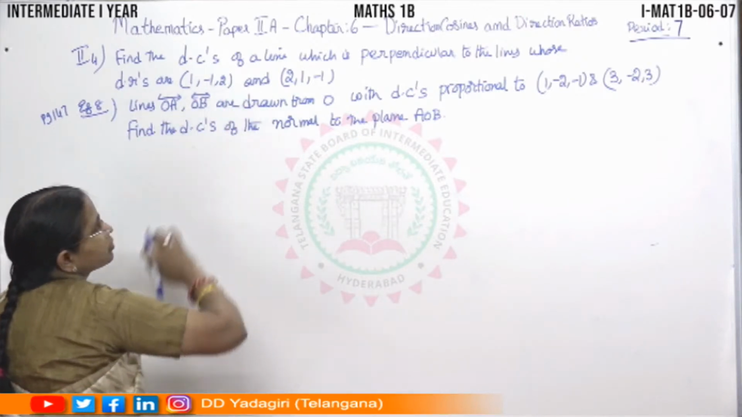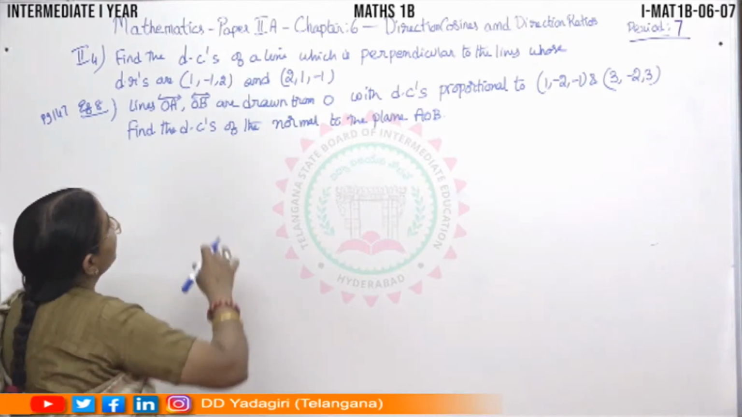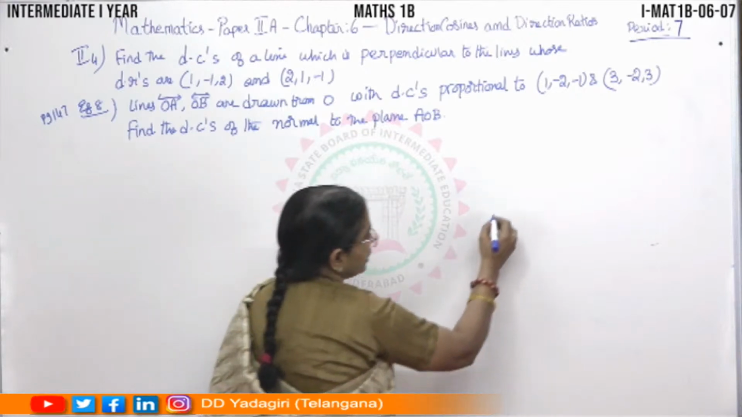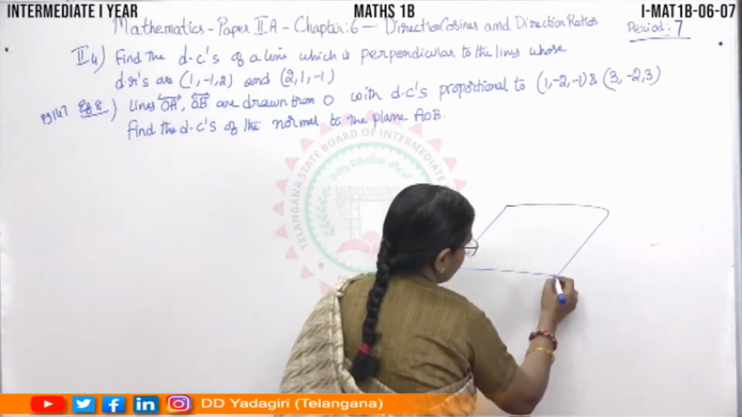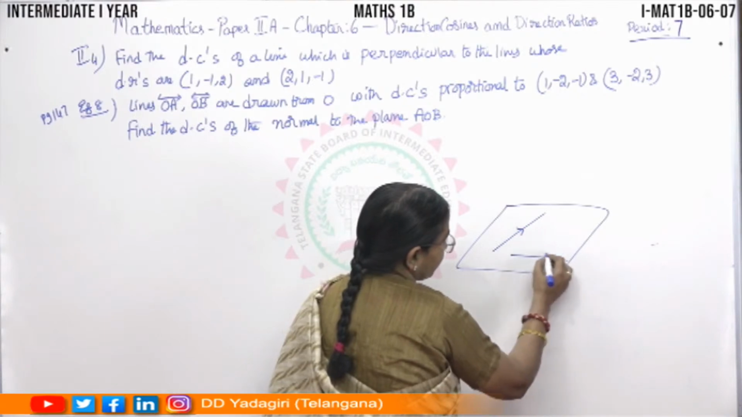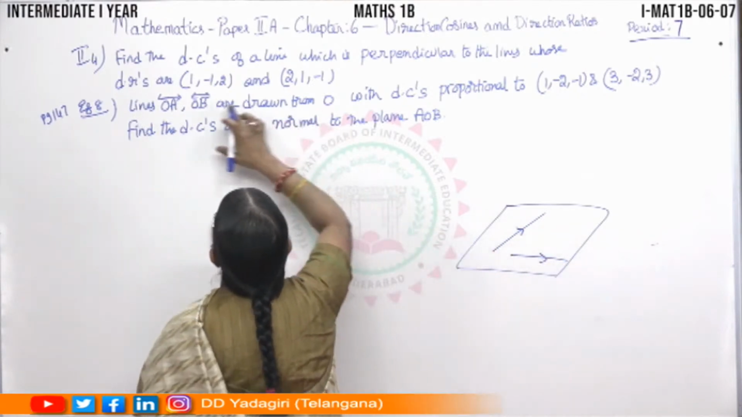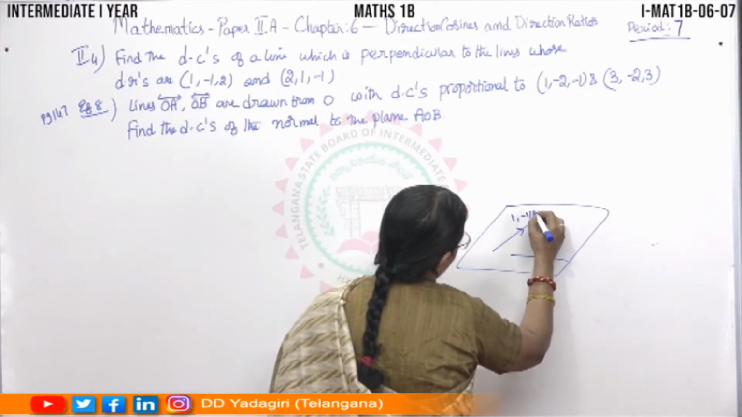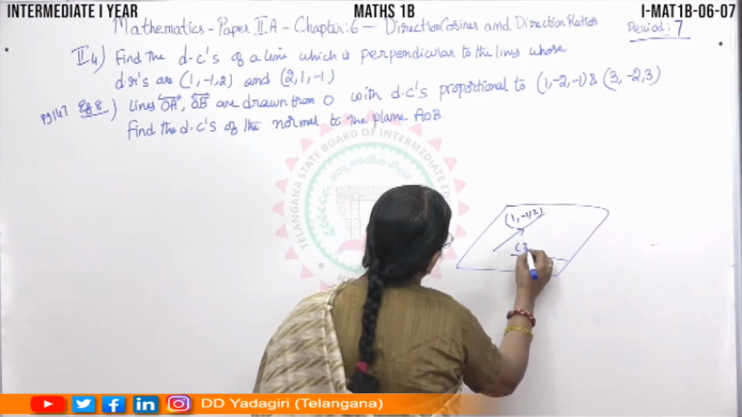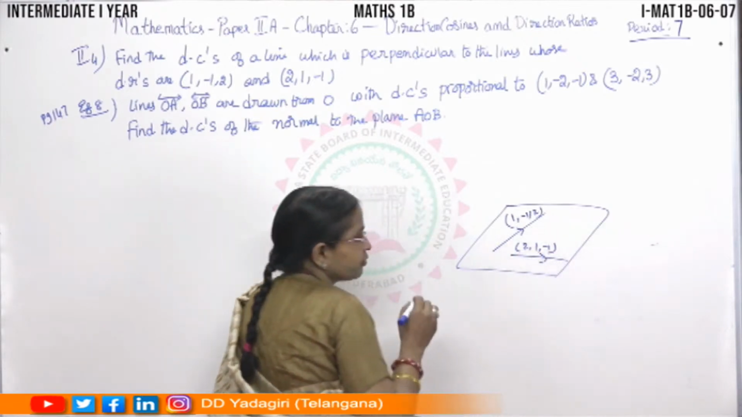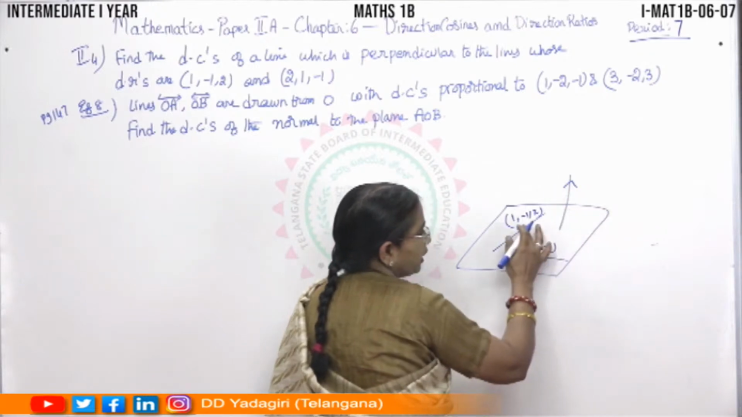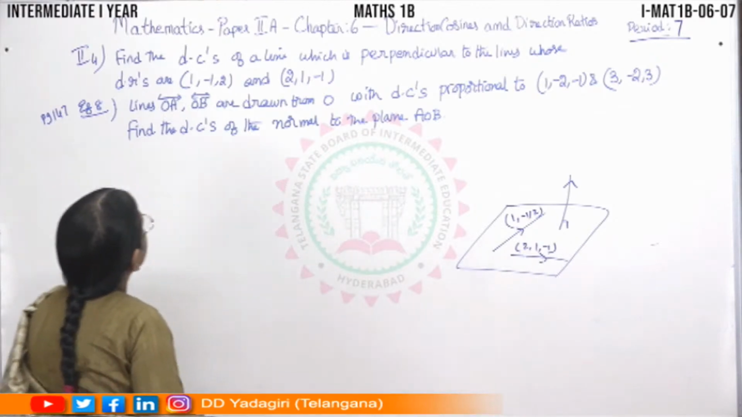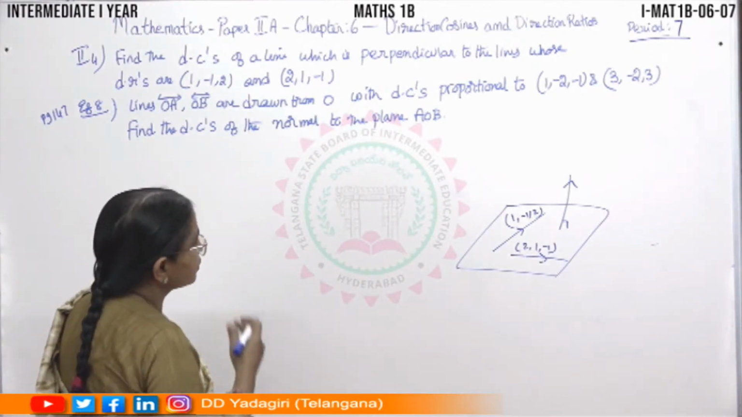Find the direction cosines of a line which is perpendicular to the lines whose direction ratios are given. So that means in the plane you have two lines whose direction ratios are given. Direction ratios of the first line are 1, -1, 2, and the direction ratios of the second line are 2, 1, -1. You must find a line which is perpendicular to both of them, and then find its direction cosines.